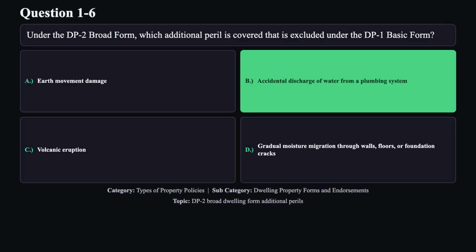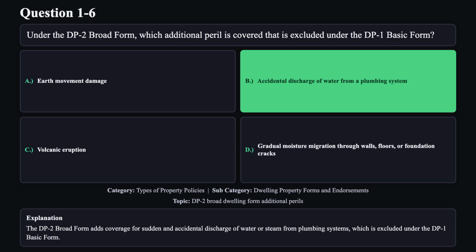The correct answer is B. The DP2 broad form adds coverage for sudden and accidental discharge of water or steam from plumbing systems, which is excluded under the DP1 basic form.